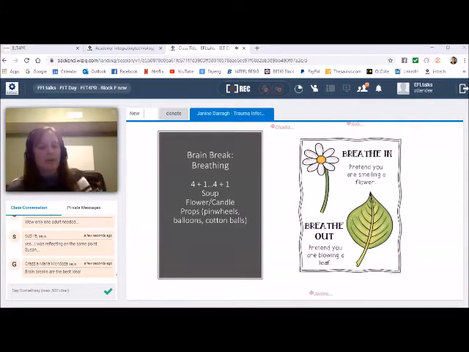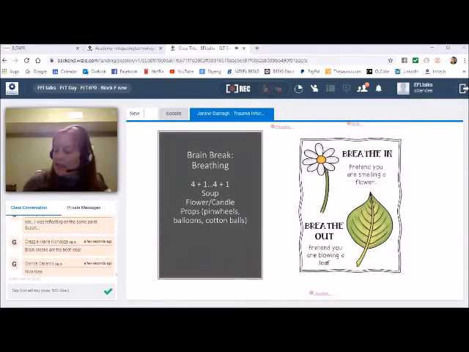With small children, I like to do things like you have a bowl of soup, smell the soup, and cool the soup. And you can do similar things with a flower and a candle, or props, having students try to blow a piece of cotton across the desk, for example. And again, it just gives our brain a chance to refocus and resettle.